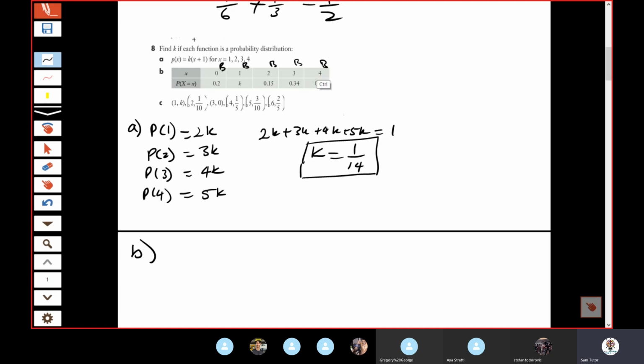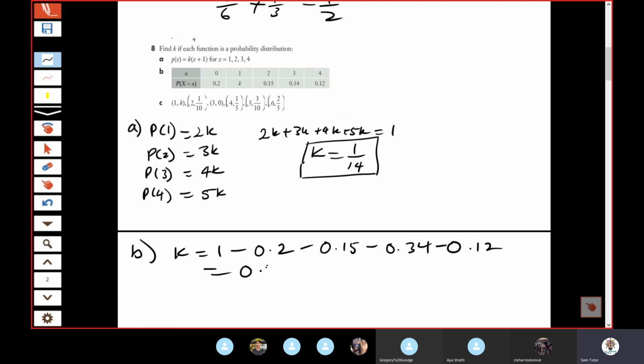So it's very specific to one particular outcome. Oh, it's very tricky to say it like that. All right, I think you guys are getting it, so I'm not going to confuse that. You understand how I'm going to find k. K equals 1 minus 0.2 minus 0.15 minus 0.34 minus 0.12, which is 0.19.